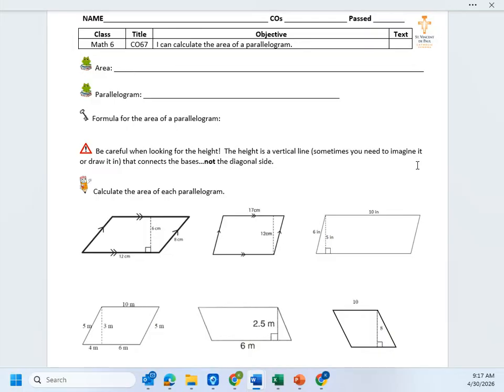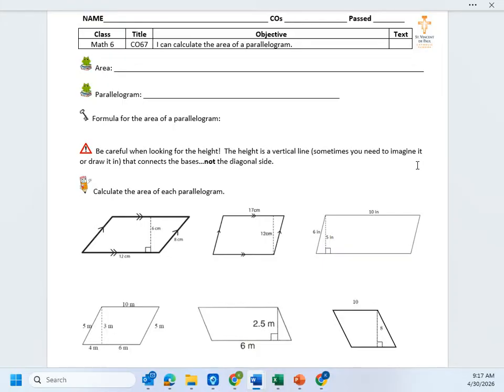Today we are doing the CO67. I can calculate the area of a parallelogram. Now a parallelogram, we can see, has those four sides, but it's not a rectangle. And we're going to talk about the difference between a parallelogram and a rectangle.